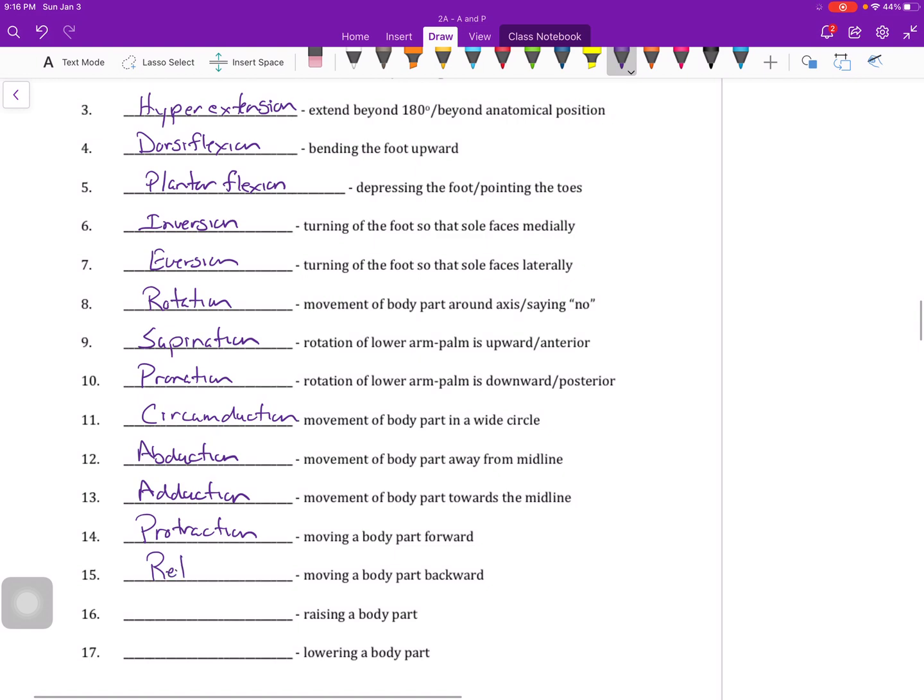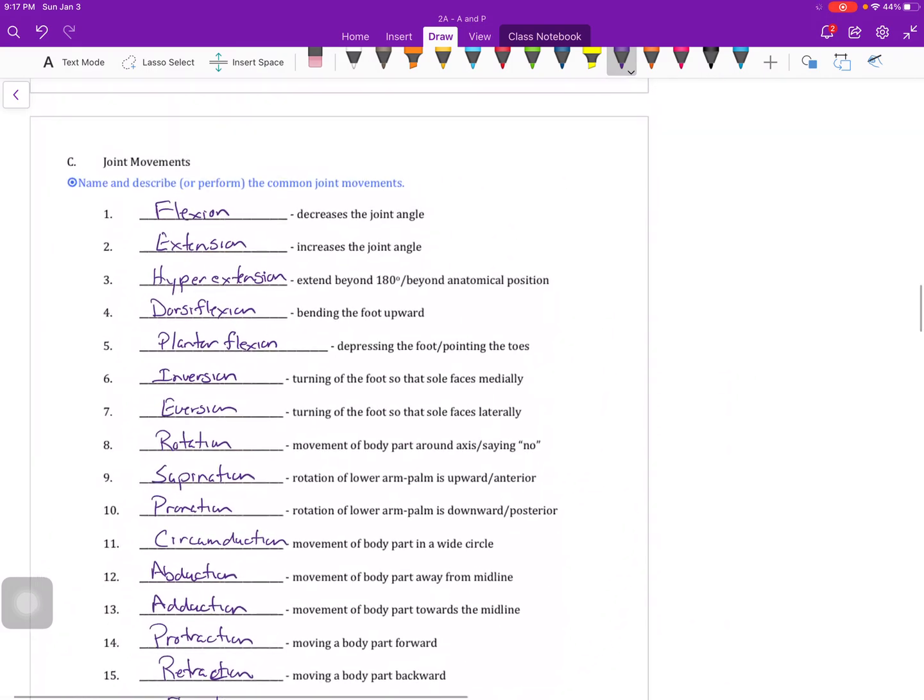Retraction, you want to take something back. That's moving a body part backwards. Elevation is raising a body part. And lowering a body part is depression. All right, so these are your major joint movements.